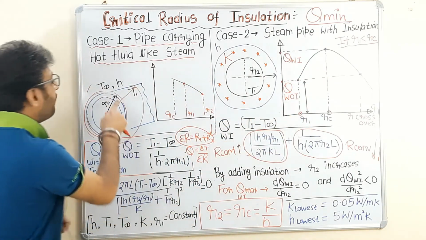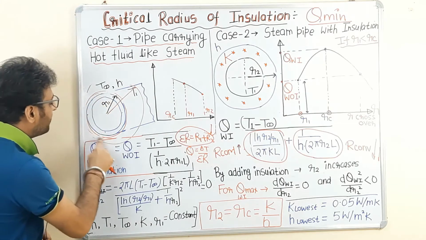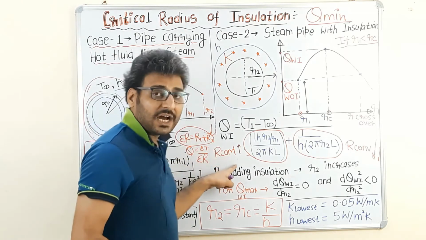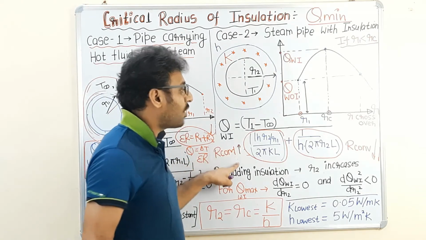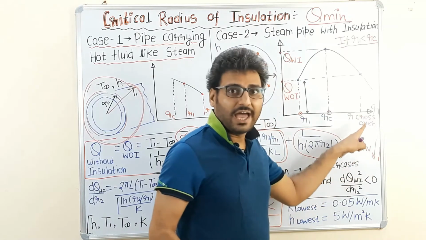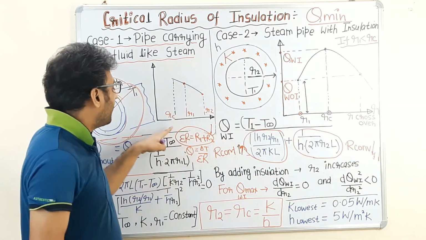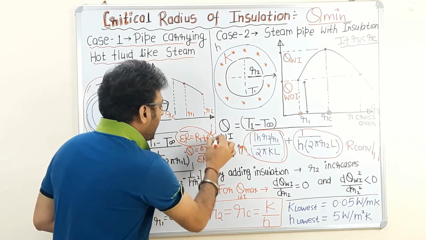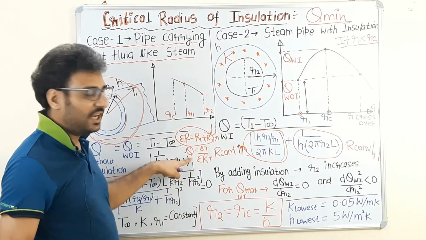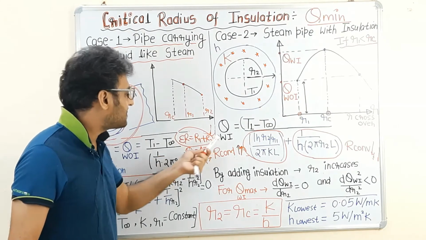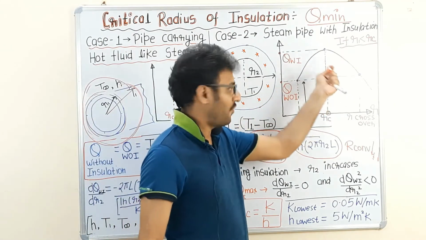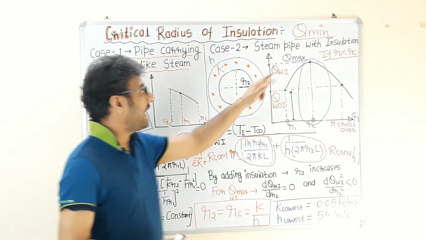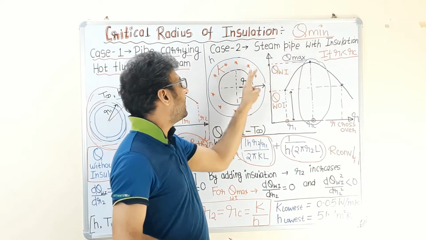Now when the thickness of the insulation is increased further, R conductive dominates over R convective, hence the effect will be an increment of the thermal resistance, and the heat transfer rate will decrease. So heat transfer rate decreases. We can see this from this graph. Our basic motive was to minimize the heat transfer rate by providing the insulation.